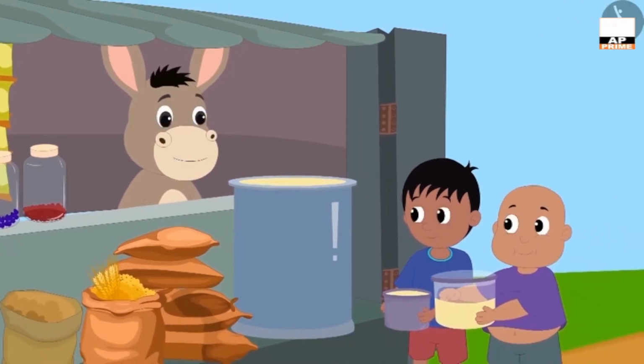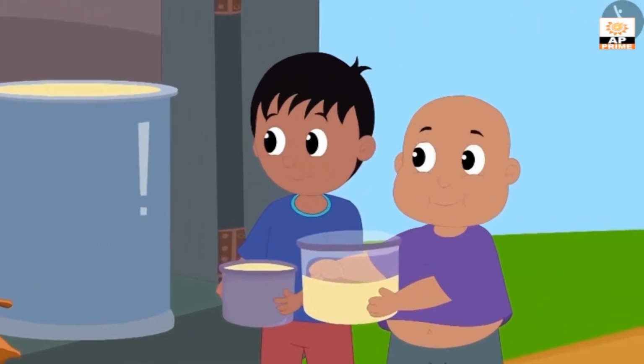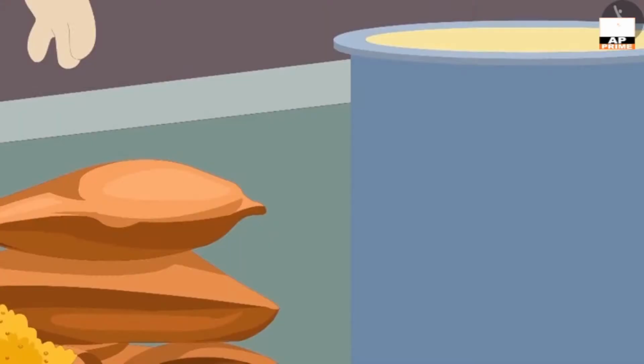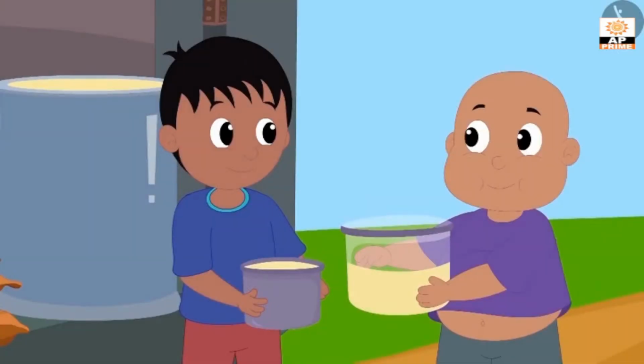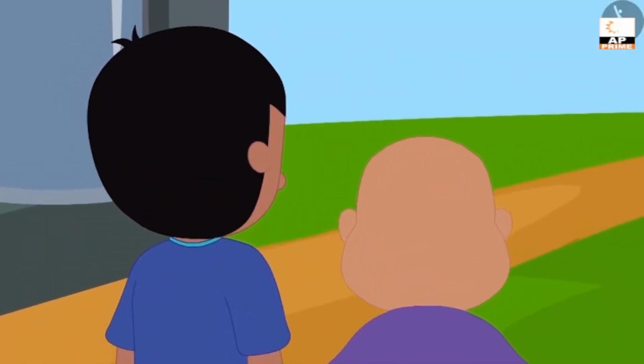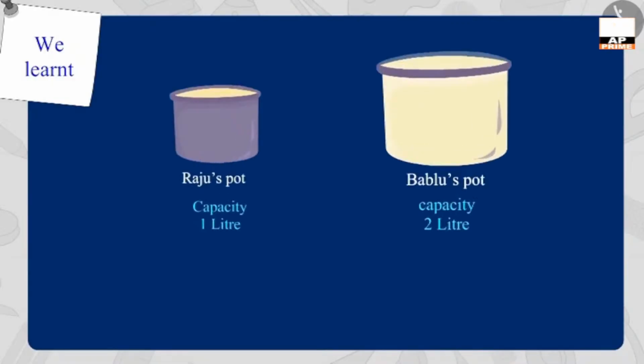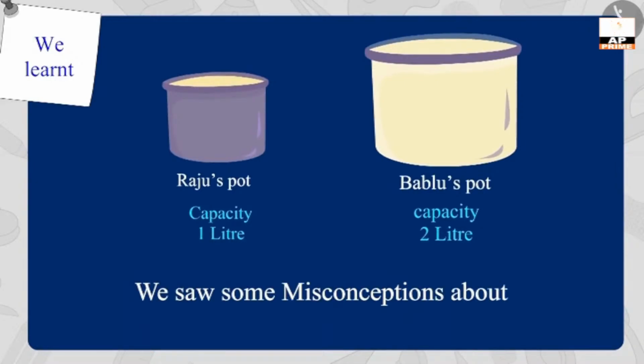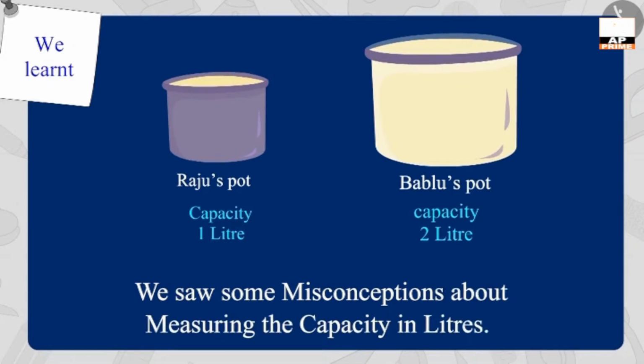Bhola explained this to Raju and Bablu, and both thanked Bhola for this. Raju and Bablu gave Bhola the money for the oil and returned to their houses with their own pots. Children, in this video, we saw some misconceptions about measuring the capacity in liters.